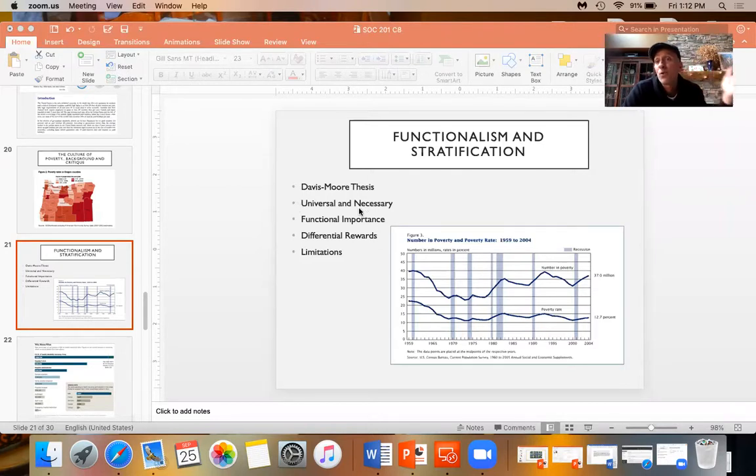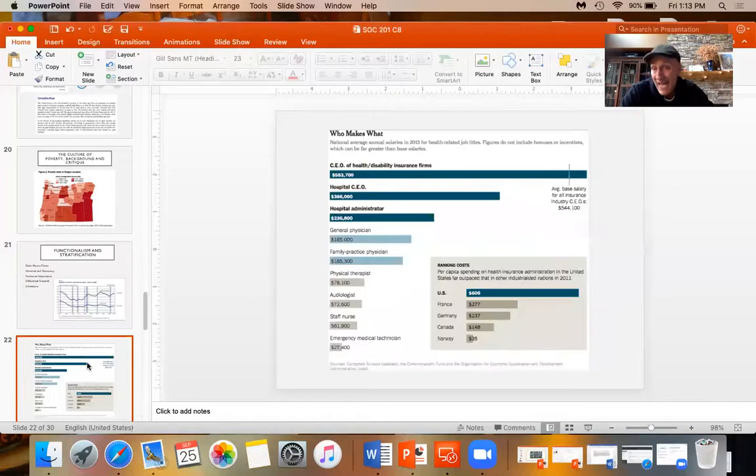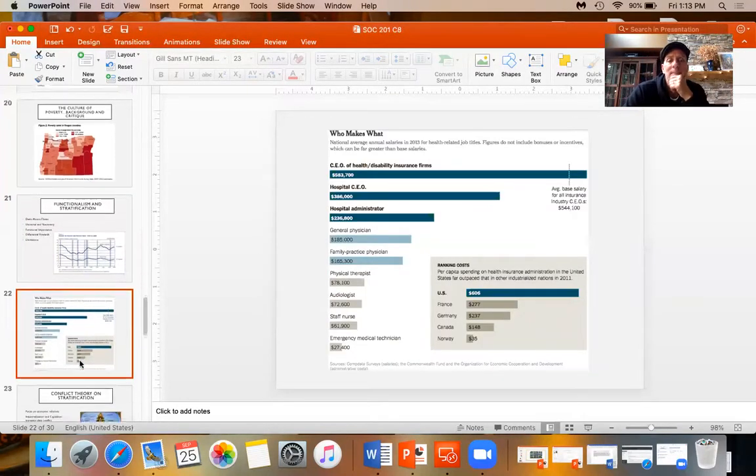We have different rewards for different jobs based on the importance of the job and the requirements to get the job. So the surgeon needs to be paid more than the person drawing blood because of the specialty of that labor, the knowledge required, and the importance of the work itself. Logically that makes sense. But the limitation of that model is that it doesn't address how much inequality, or how much differential reward, we need in order to make that happen.